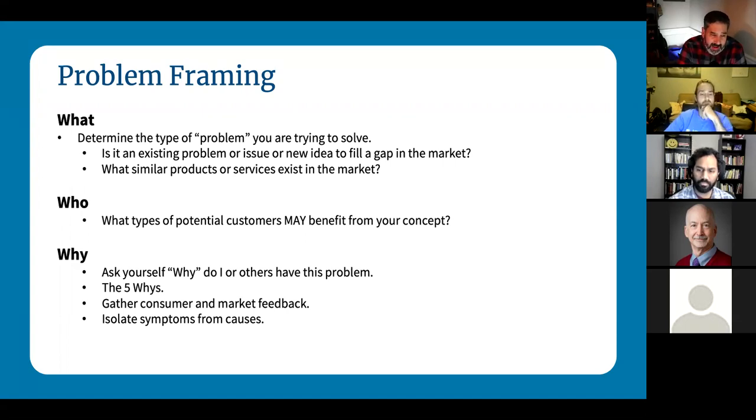But I utilize this just to keep asking. We talked about this last week. Keep asking the word why until there's no more whys to ask. That's how many layers of the onion you need to peel away in order to get to the detail that you want. Of course, gather consumer and market feedback, anything you can, and then isolate symptoms from causes.